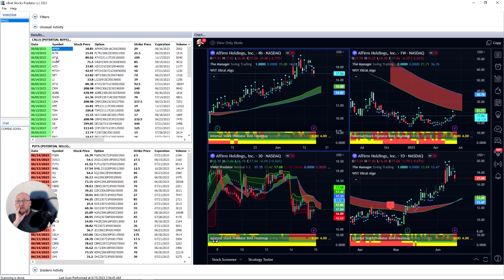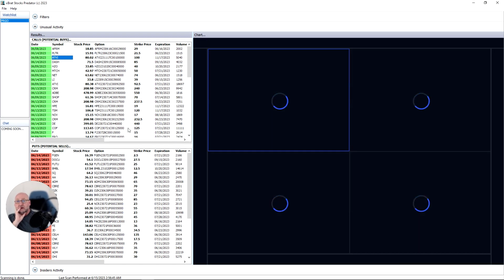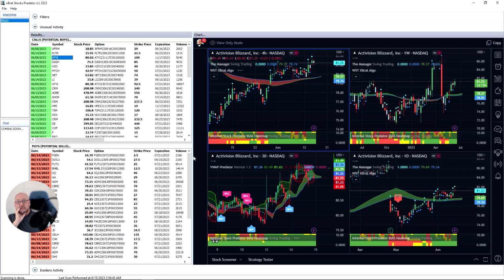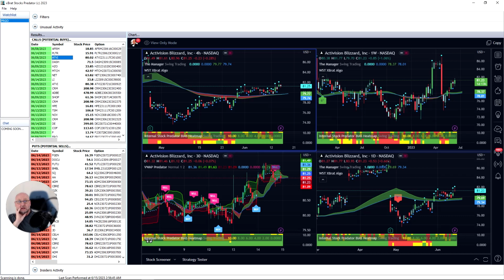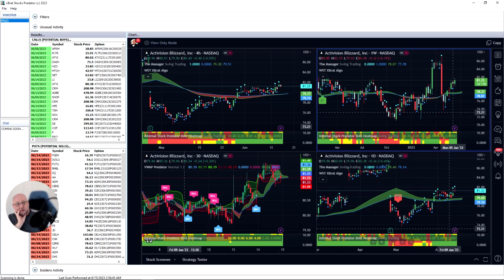So that could be interesting. Institutional traders are looking for quite a big move on this particular stock, and they've gone quite far out with this sort of target of $100. So let's have a look on the weekly first.